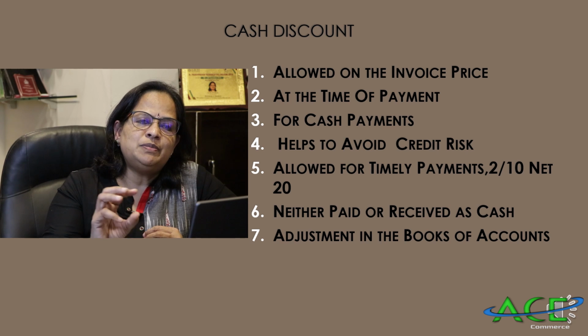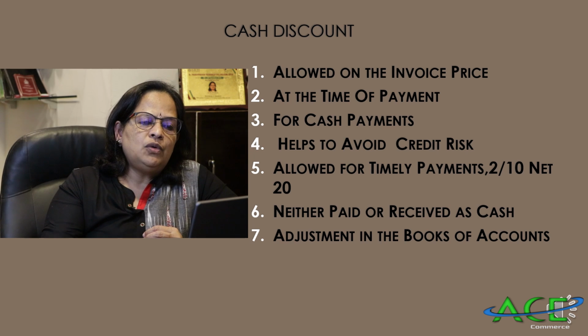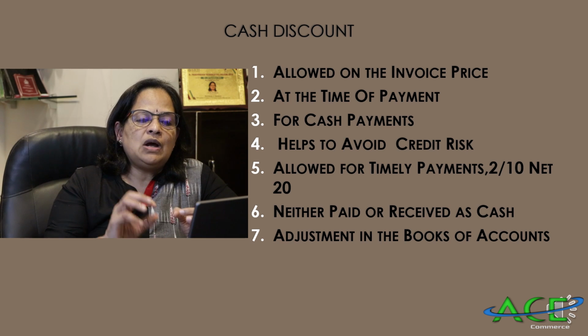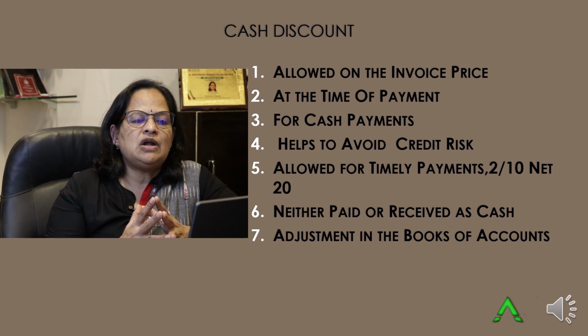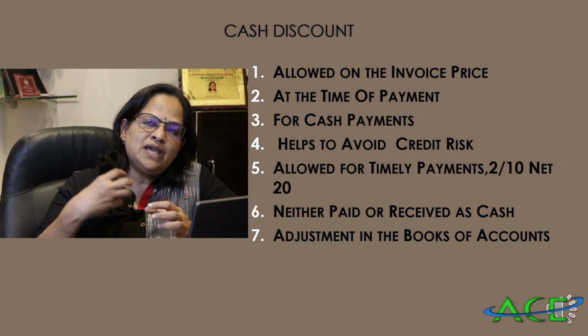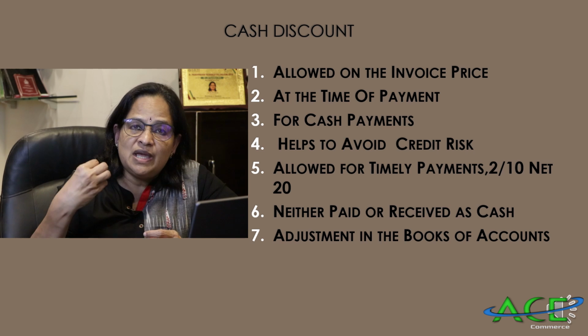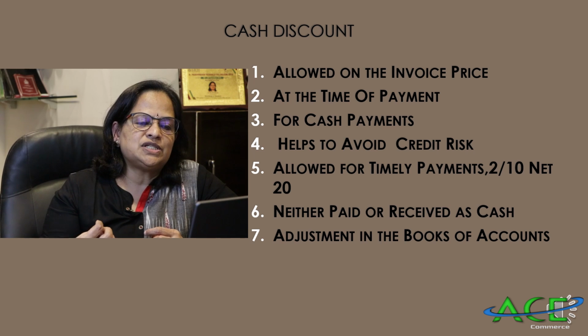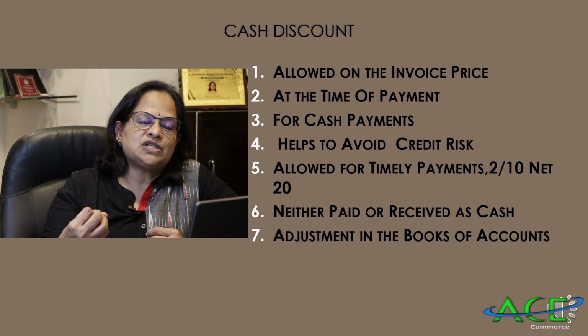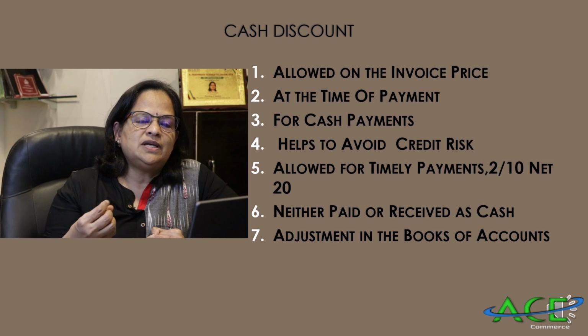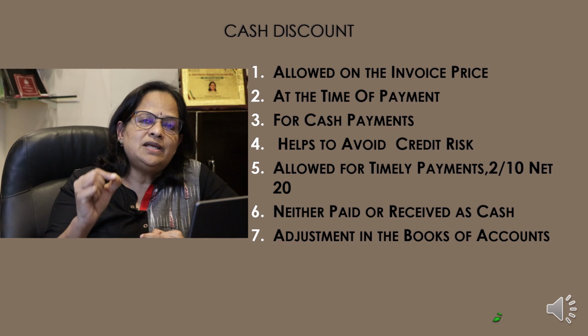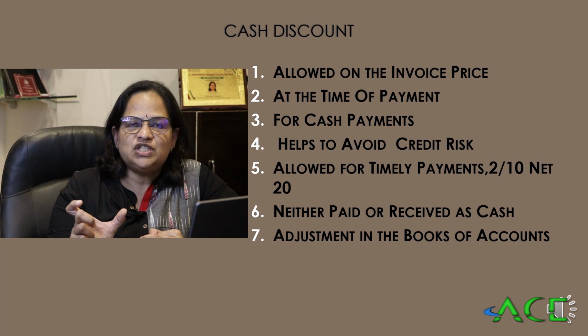Whereas cash discount treatment is totally different. Now cash discount is allowed on the invoice price. So that is the thing you have to remember. Cash discount is allowed on the invoice price, and for making an early payment it's allowed. So at the time of payment you are getting the cash discount. You have to remember that for cash discount, 20 days you are getting as payment time, but you are making the payment on the 10th day. So that means 2 by 10 net 20. So that wording will be there.